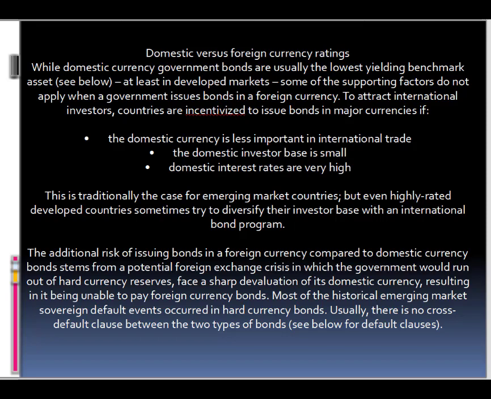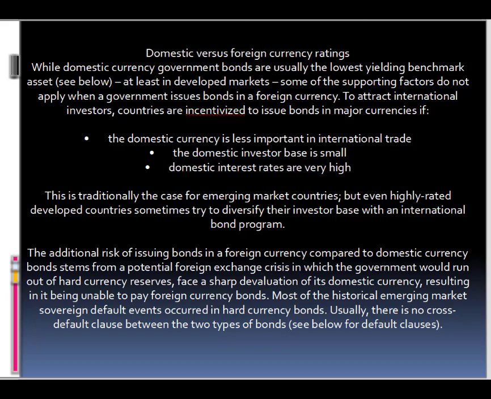If the domestic currency is less important in international trade, the domestic investor base is small, and domestic interest rates are very high. This is traditionally the case for emerging market countries, but even highly rated developed countries sometimes try to diversify their investment base with an international bond program.